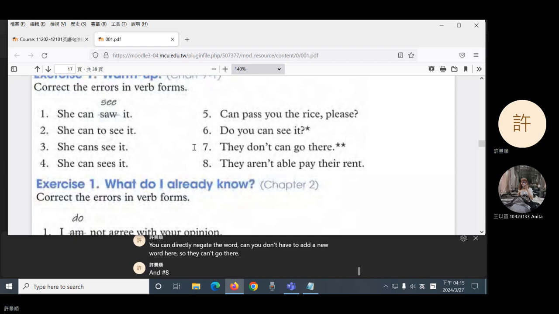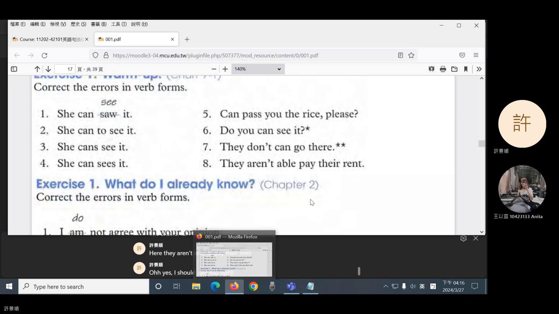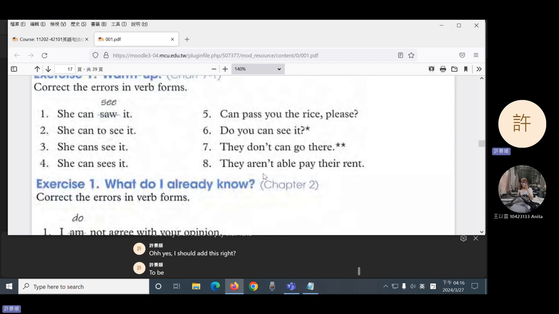And number eight, Zhang Ziyan. Number eight. Okay, this one's a bit harder. The answer is here. They aren't able to pay their rent. Oh, yes, I should add this, right? To be able to just means can. So can't or cannot is the same as to not be able to, or even to be unable to. As long as there's only one negation, the meaning is the same.